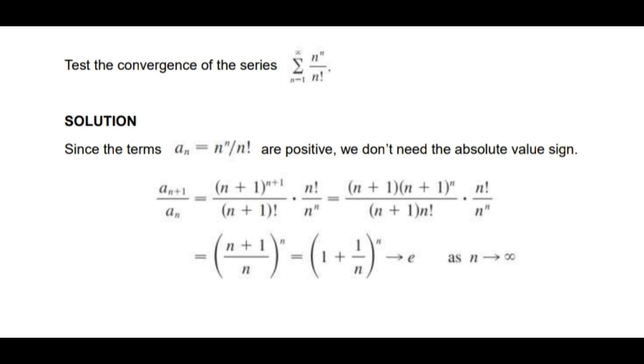So we have now n plus 1 times n plus 1 raised to n over n plus 1 times n factorial, multiplied by n factorial over n raised to n. So we have now n plus 1 over n, raised to n, which equals 1 plus 1 over n, raised to n, and it results in e. So as n approaches infinity, since e is greater than 1, the given series is divergent by the ratio test.